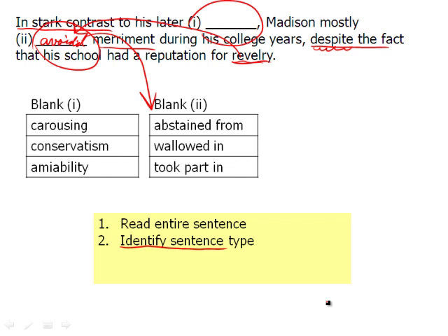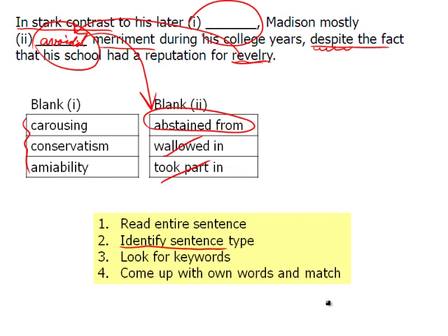And again, we need a synonym for avoid, and it's definitely not took part in. Think of wallow. You wallow in your misery, you wallow in your grief, you get deeply involved in something. So that doesn't really work because we're going for the opposite. You're avoiding it altogether, and that's what the word abstain means. And now, again, we can deal with the first blank. The importance here being you do not need to deal with the first blank always first. So again, we've looked for our keywords, and we've come up with our own words, and now we're matching.